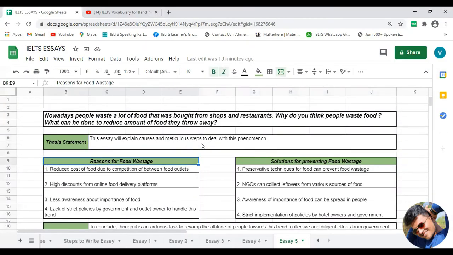Okay, now it's time to discuss body paragraph number 1, right? In which we are going to write the reasons of food wastage. So let's start discussing body paragraph number 1 for this particular statement.